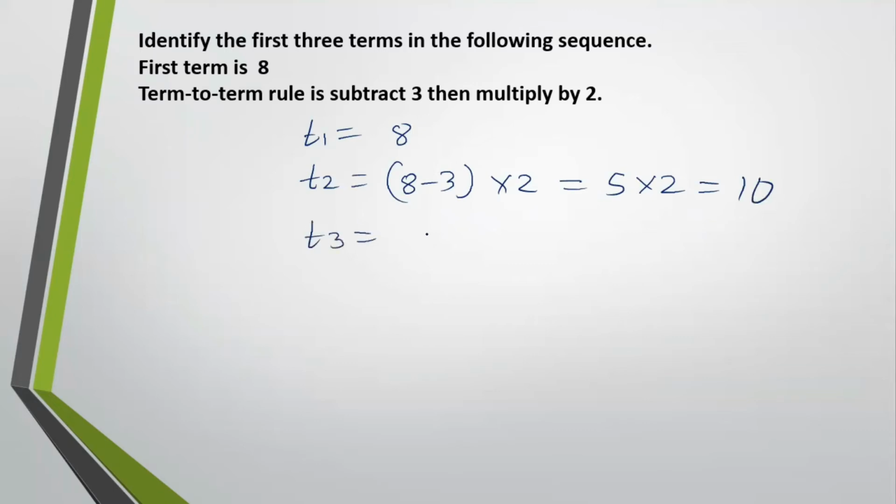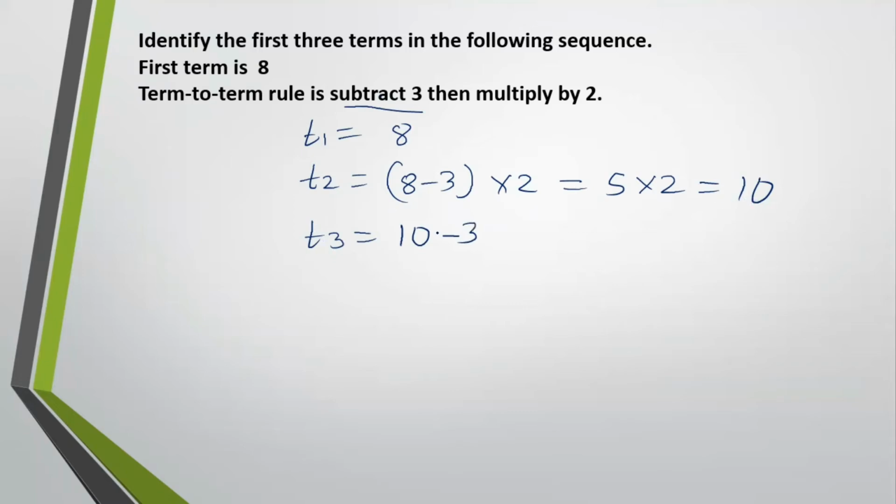The third term T3, now I'll be taking this 10 over here, okay? So this is 10. It is going in sequence. So 10 minus 3, because it is said that term to term rule. From term to term we are going. We are not going from position. We are not finding the position to term rule, right? So term to term rule. From second term we are jumping on to find the third term.